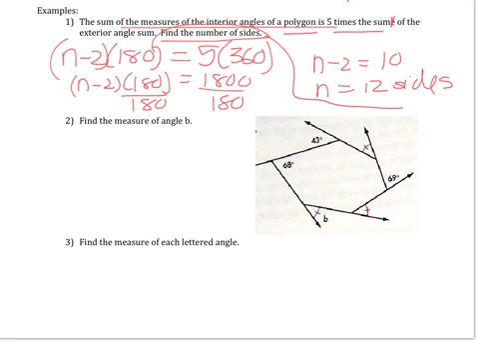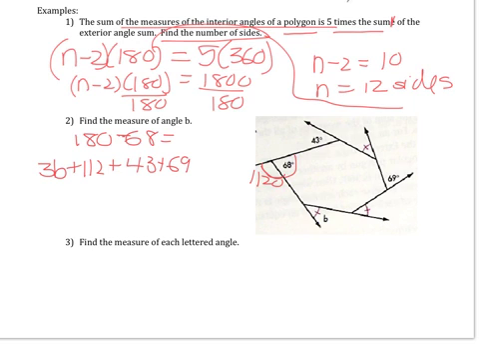Number 2, find the measure of angle B. Well, here we have B, and it shows up 3 times as an exterior angle. So if I add up those exterior angles, they're going to equal 360. I'm missing this exterior angle, so I first have to find that, knowing that the exterior plus the interior adds up to 180. So 180 minus 68 is going to give me 112 for that exterior angle. So I've got 3 B's plus 112 plus 43 plus 69, and the sum of those exteriors is always 360.